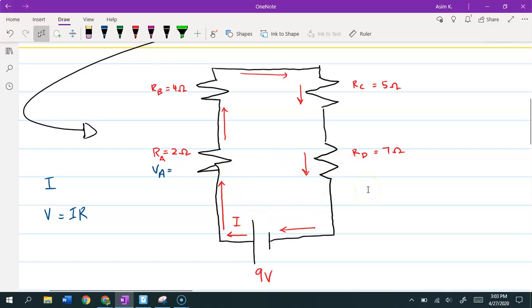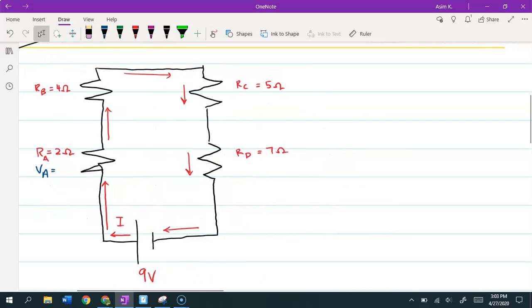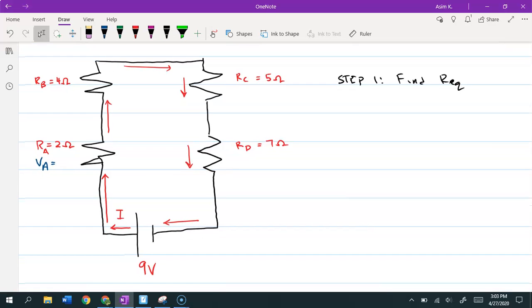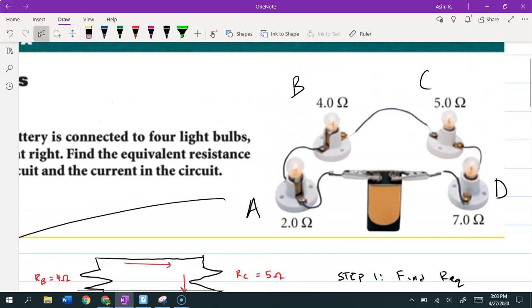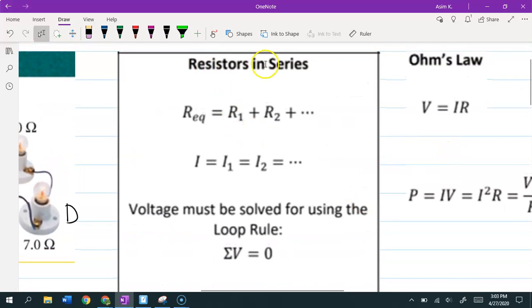So how do you actually work with this? Step number 1, the first thing that you need to do is find Req. That's called equivalent resistance, as I told you earlier. So you've got to figure out what's the formula. When things are in series, how do you work with resistance? For that, I've conveniently placed that same exact formula right here. It says whenever you see resistors in series, you're supposed to add up the resistances of each one of those resistors.